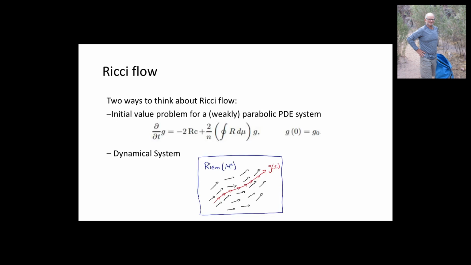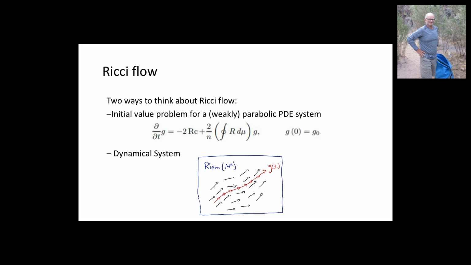So there are actually, in a sense, two ways to think about Ricci Flow. The first approach is to think of it as an initial value problem for a weakly parabolic PDE system where the metric evolves according to an artificial parameter. According to this equation, the time derivative of the metric is equal to -2 times the Ricci tensor of the metric, and I add an extra term, the so-called normalization term, which guarantees that the volume of this Riemannian metric stays constant over time, starting at some initial Riemannian metric.